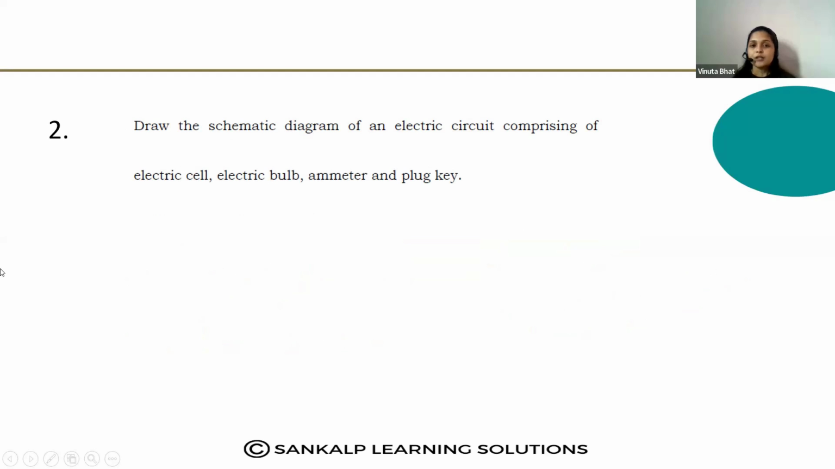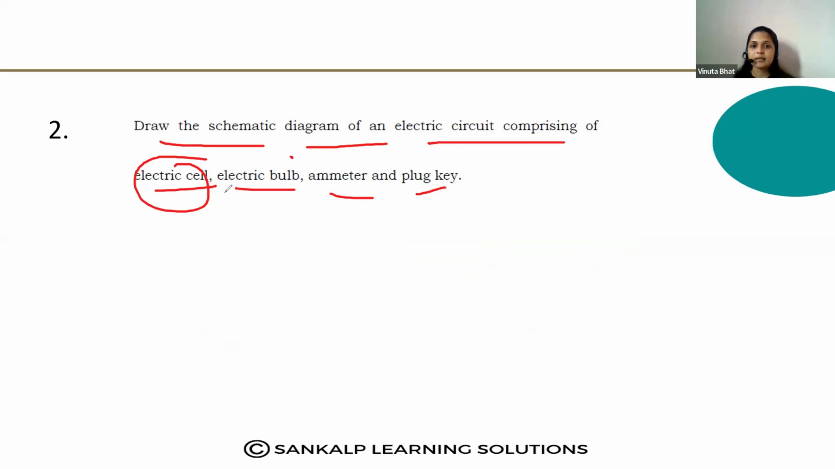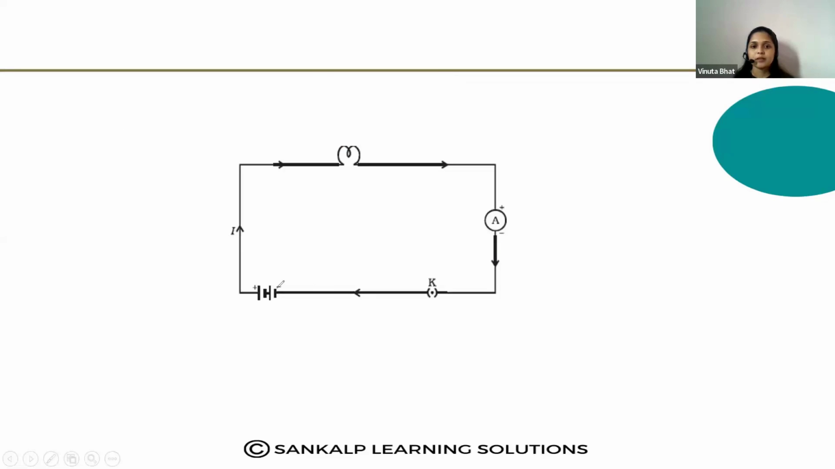Next question. Draw the schematic diagram of an electric circuit comprising an electric cell, electric bulb, ammeter and plug key. So here you have to draw the schematic diagram of an electric circuit which should contain an electric cell, electric bulb, ammeter and the plug key. So this is the electric circuit. Here this is the electric battery, plug key, ammeter and electric bulb. So this is the electric bulb.